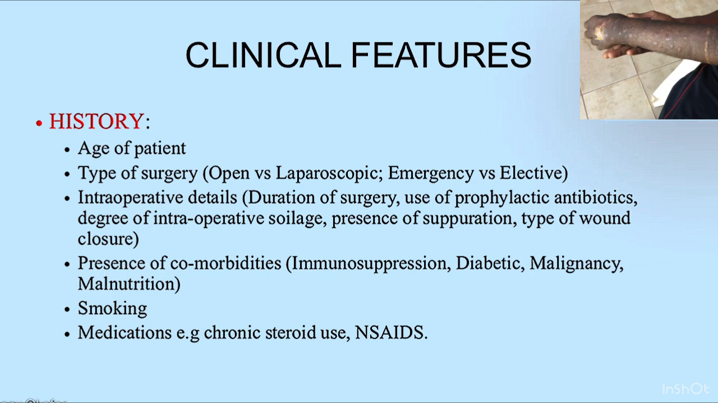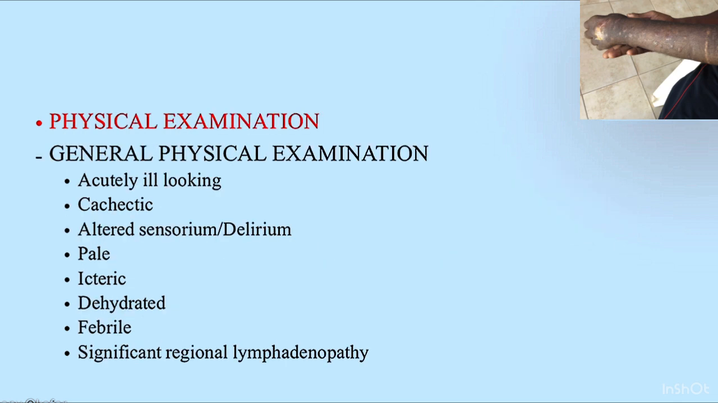Also, intraoperative details, so the duration of the surgery, use of prophylactic antibiotics, the degree of intraoperative soilage, presence of suppuration, and the type of wound closure. The presence of comorbidities, which we've already explained: immunosuppression, diabetes, malignancy, and malnutrition. And then smoking and medications such as chronic steroid use and NSAIDs. So on physical examination, for general physical examination, the patient might be acutely ill looking. In cases where the patient has already come down with just a local wound surgical site infection, the patient might just have pain and be in painful distress.